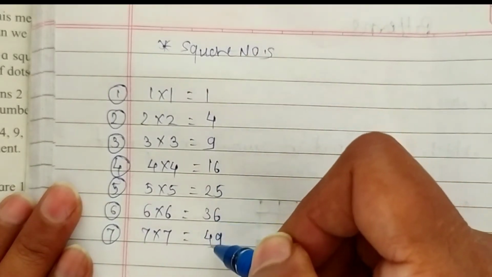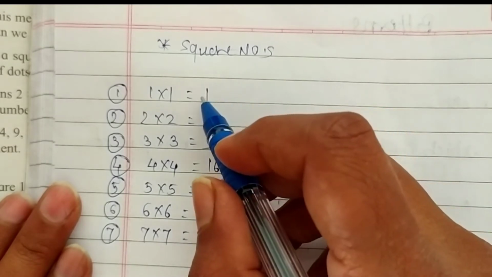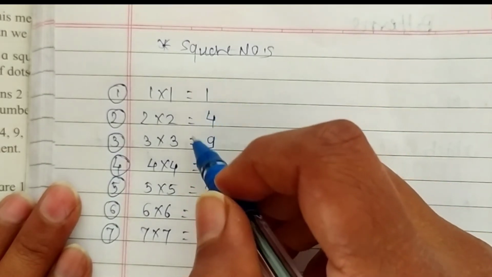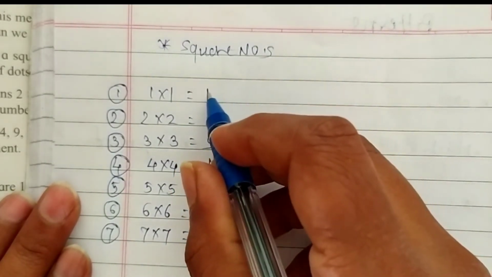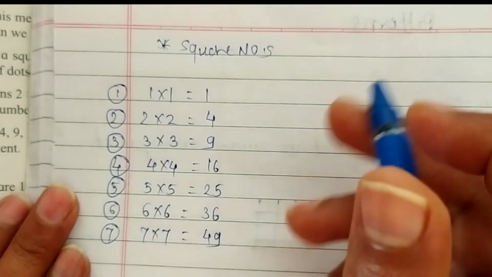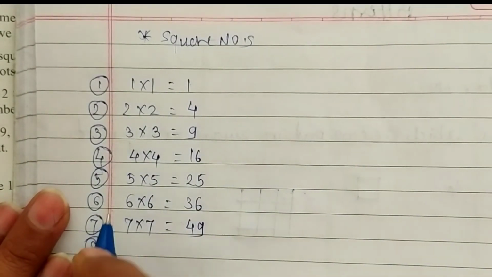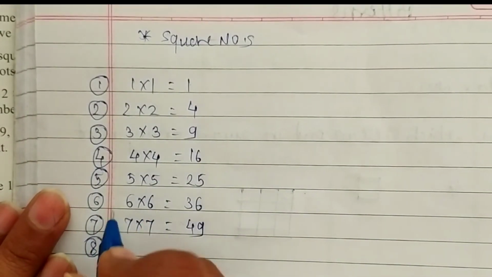These are the square numbers on the right side of the equal to sign. These are the square numbers 1, 4, 9, 16, 25, 36, 49. These numbers are called square numbers, which we can put in square arrangement.